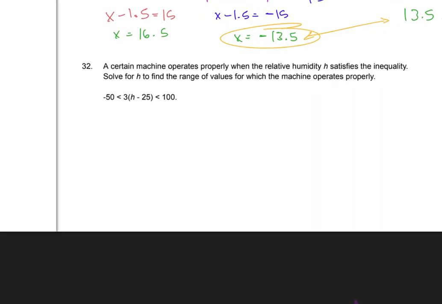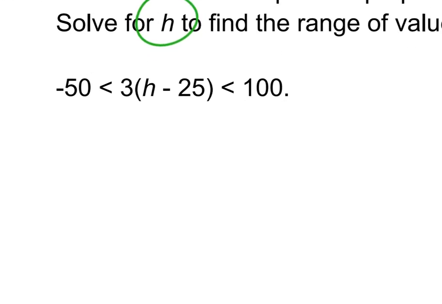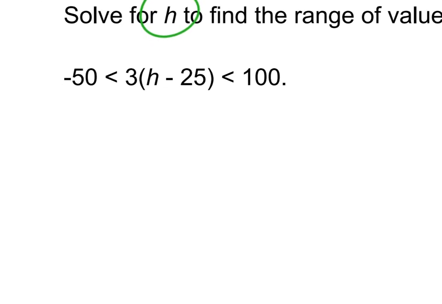A certain machine operates properly when relative humidity H satisfies the inequality. Solve for H to find the range of values for which the machine operates properly. So really, all of this info up here is just to tell you to find H. So here we go. Going to distribute 3, mainly because I don't find it helpful to divide by 3 right now. I'm going to add 75 to, well, hang on.